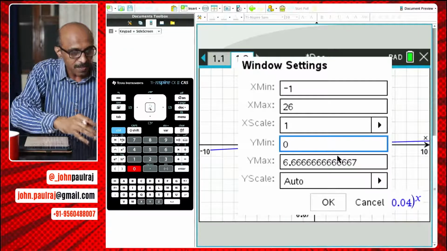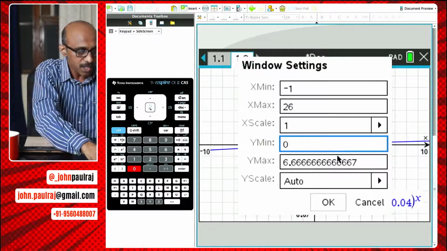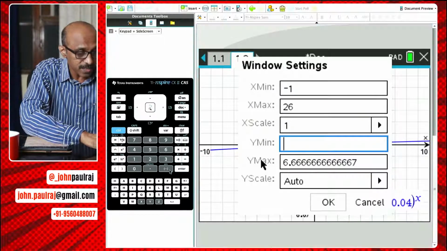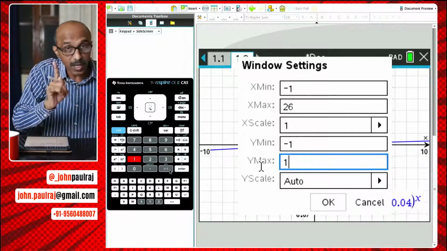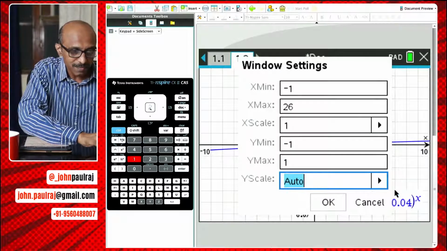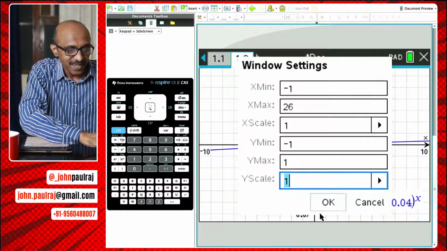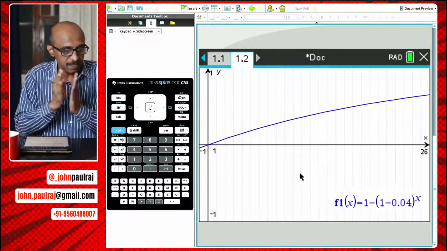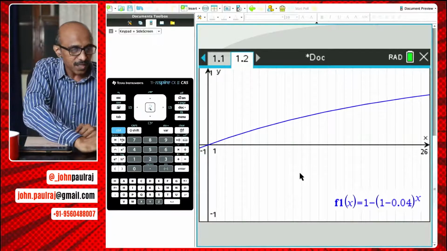So I would say my y min, I'm going to keep it to -1 as before, as the x-axis. And on the y-axis, the y max, I'll keep it to 1. I already told you why, as a clue. And there we go. I make the change, and there I see the graph, nice and clear. All that we need to do is just copy it down as it is.